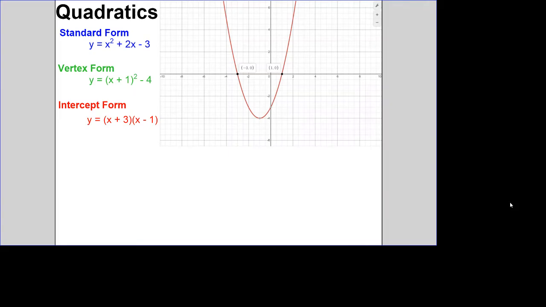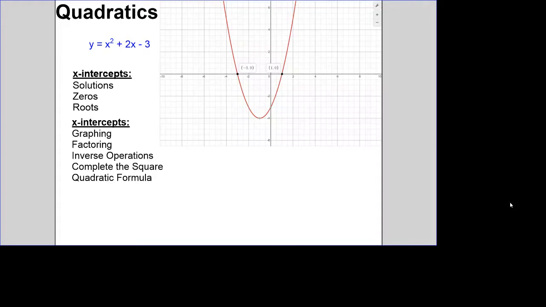Vertex form is what we focused on last week with our transformations. What's really nice about vertex form, it's really easy to graph from because it gives us our vertex right away. And then intercept form is the one we focused on yesterday, and that's what happens when we factor standard form. It turns it into intercept form. What's nice about intercept form is it gives us the 2 x-intercepts by taking each one of those expressions and setting them equal to 0.